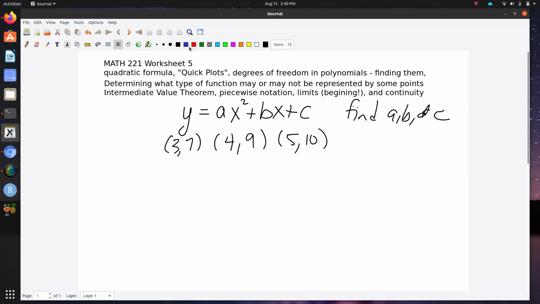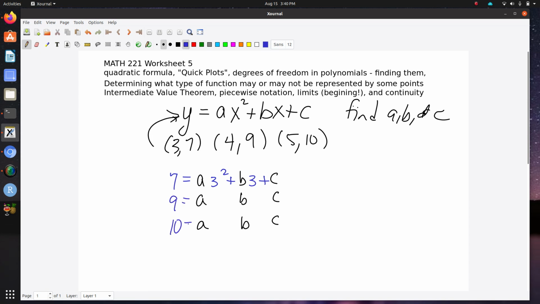Okay, so let's try to do this. What you want to do is you want to just let each one of these guys... I'm going to try to change color here. I'm going to put 3 and 7 in. The first point goes into y equals ax squared plus bx plus c. And I end up with the same situation down here for the next 2 points. So 9, 10, at some point this becomes really easy.